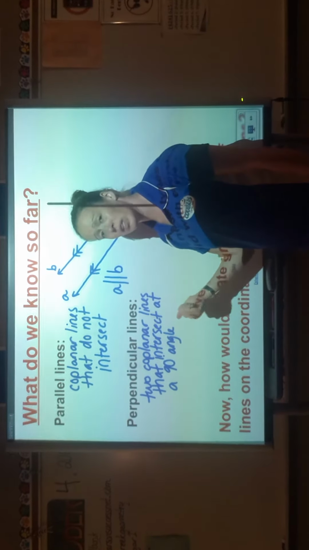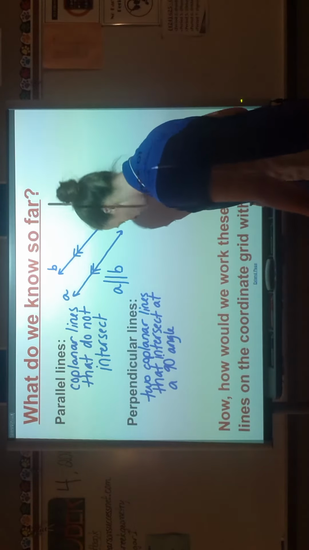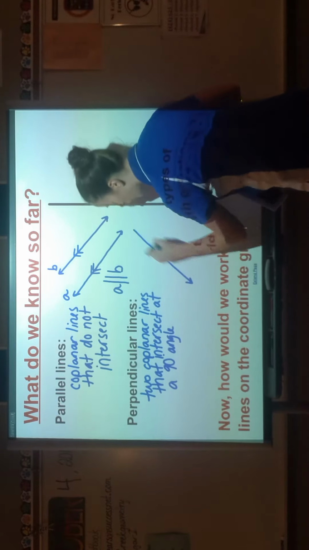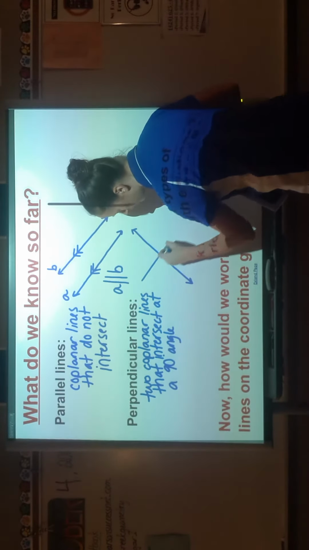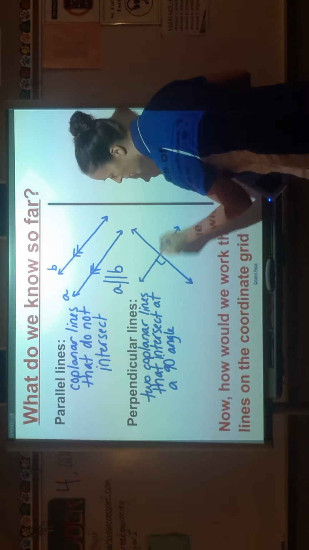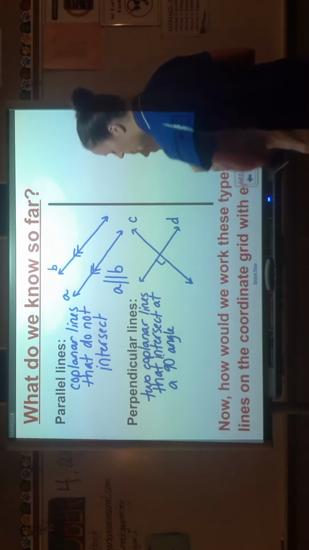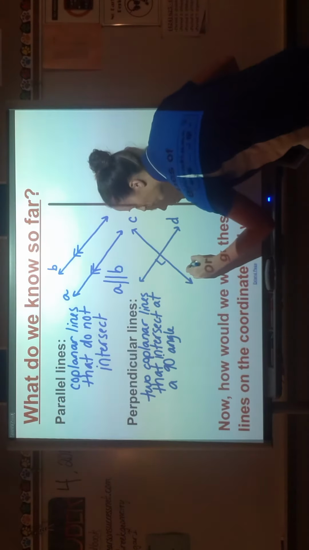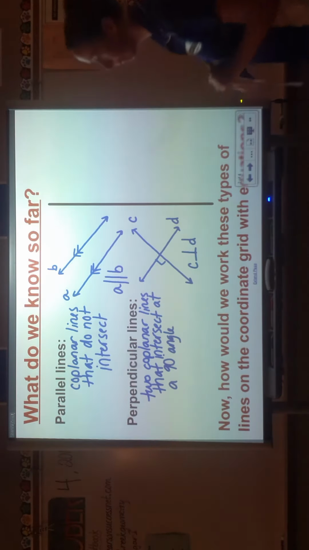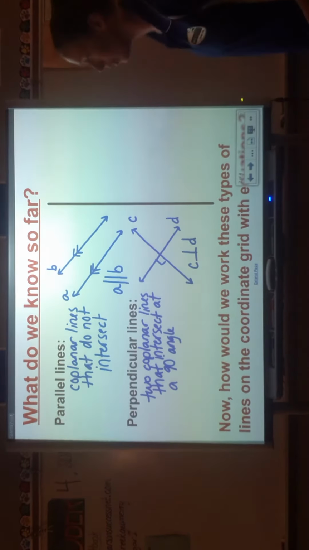We know perpendicular must contain a 90-degree angle. Okay, go back and reference your dictionary if you need to. Go ahead and draw that diagram. What would that look like? Notation. Seeing that box in the diagram, let's label this C and D, line C and D. Our notation would be simply that C is perpendicular to D. So that's what we know so far about parallel and perpendicular.